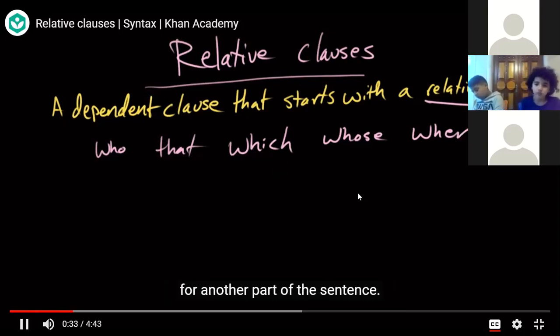Substitutes for another part of the sentence. So these are the what? The relative pronouns: who, that, which, whose, where. Who, that, which, whose, where. When. It's not used... well, yeah, it's used as a relative pronoun, but wait a minute, we're going to see more and more in this video.